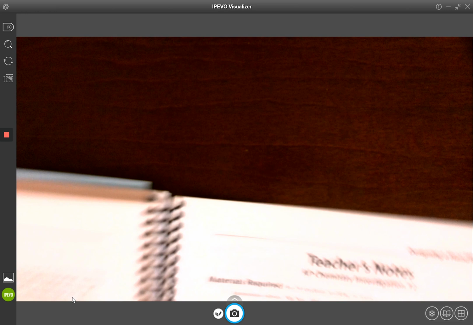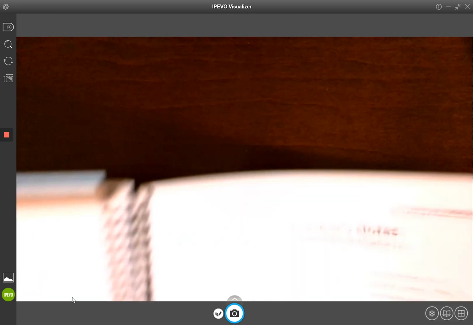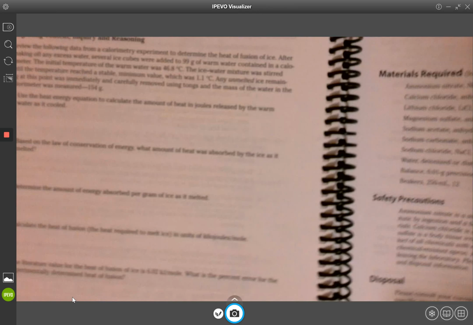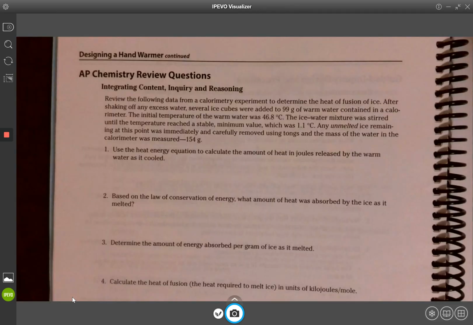So review the following data from the calorimetry experiment to determine the heat of fusion of ice. After shaking off any excess water, several ice cubes were added to 99 grams of water containing a calorimeter. The initial temperature of the warm water was 46.8 degrees C. The ice water mixture was stirred until the temperature reached a stable minimum value, which was 1.1 degrees C. Any unmelted ice remaining at this point was immediately and carefully removed using tongs, and the mass of the water in the calorimeter was measured, 154 grams. So you'll see it's kind of the opposite of what you did in this lab.